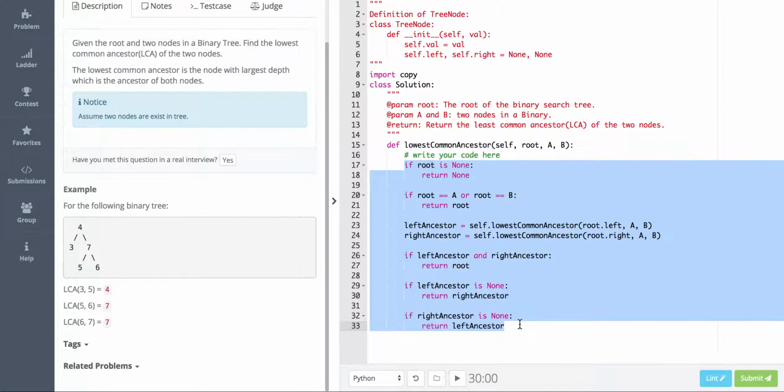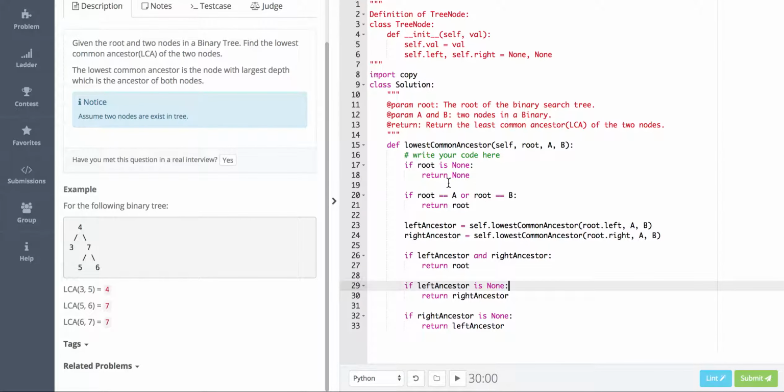So in this solution, we just always assume A and B are in the existing tree, and we check if the current root is A or B, then we just return A or B. For the remaining, we're going to just use divide and conquer. We pass the left tree, pass the right tree. We get the left ancestor and right ancestor. And here is the conquer part. If left and right both exist, then our LCA is the root.